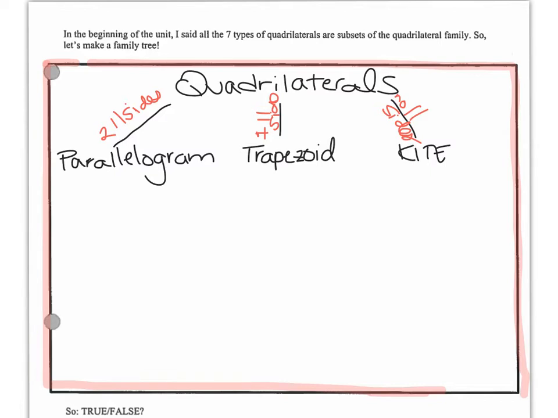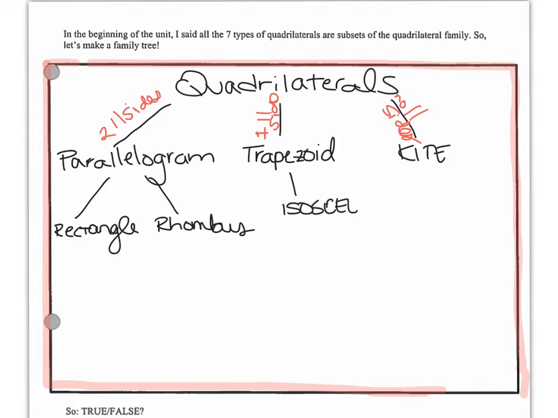Since the parallelogram was perfect for 2 main reasons, it decided to have 2 children. It had a rectangle and it had a rhombus. A trapezoid grew up and had 1 child, an isosceles trapezoid. And a kite, the kites were the baby, and babies liked the most attention, and they did not want to share their attention with children, which is why they didn't have any children.